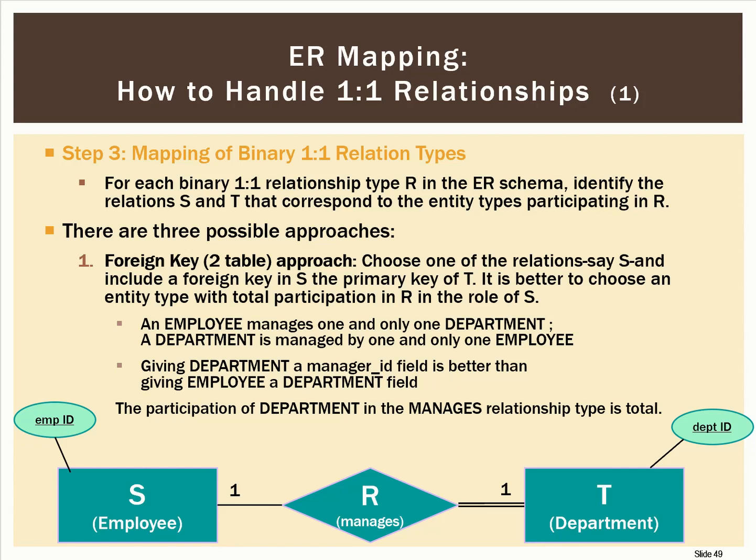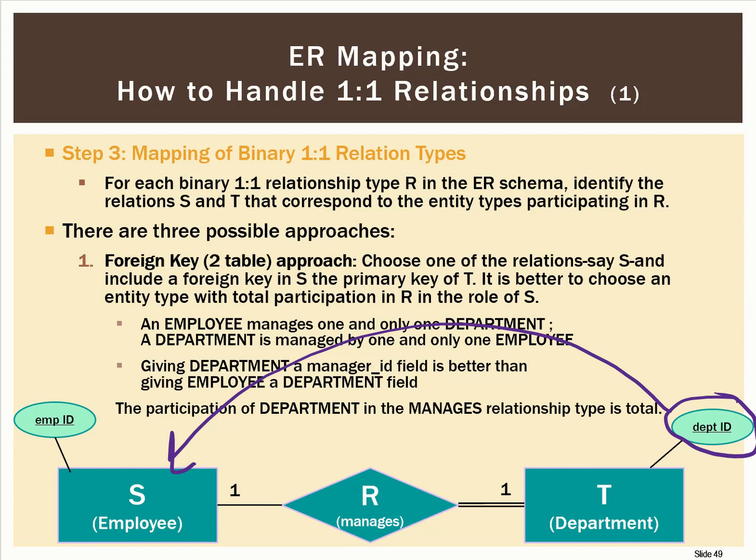Let's talk about the first way, the foreign key approach. The foreign key approach is also known as the two-table approach. It says you pick one of the entity types and you take its primary key and put it in the other table. This means that we could grab the employee ID from the employee table and add it into our department table when we were building it. Or we could grab the department ID from the department table and add it into the employee table when we build it physically. So these are the two choices.